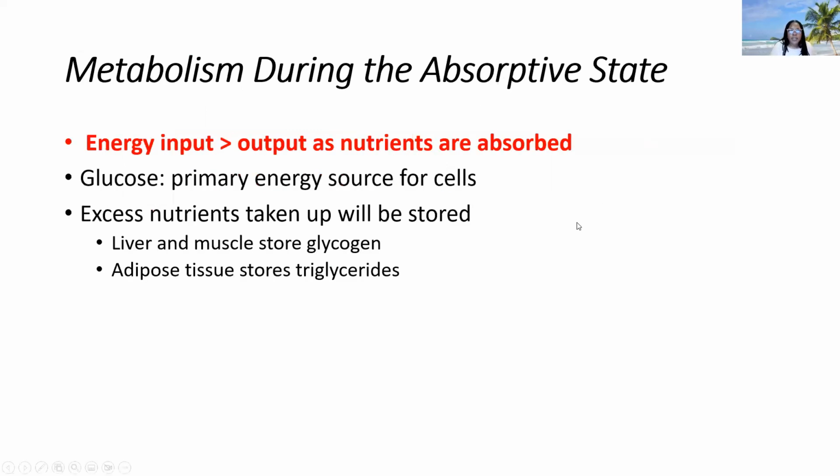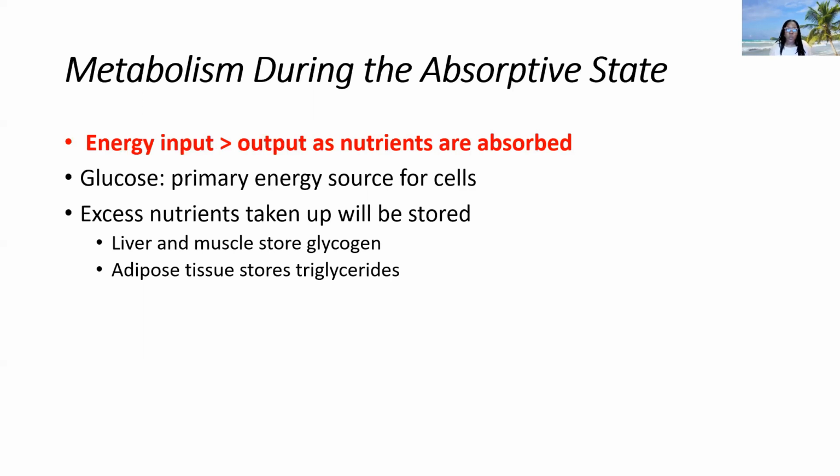So in the absorptive state, energy input is going to exceed energy output, and this is where nutrients are being absorbed. So again, from a more practical standpoint, think about you having breakfast this morning. So you woke up, you had your breakfast, whatever that was, pancakes, eggs, and then immediately after that meal, your body is in a state where it's absorbing those nutrients, right? Glucose is going to be the primary source of our energy for cells, so your body's going to utilize what it needs immediately.